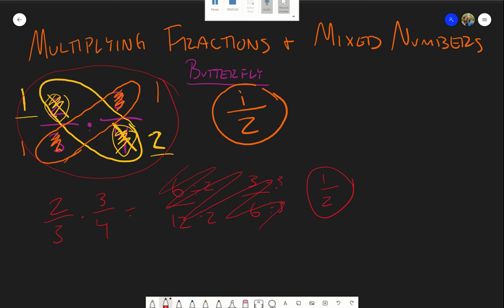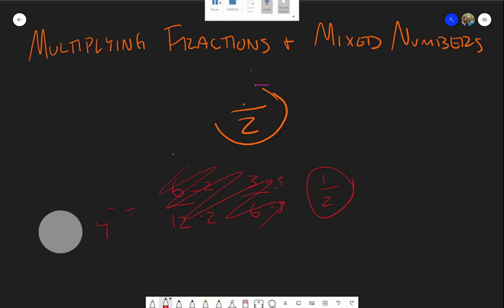This is a good one to practice. It's good to practice simplifying beforehand. Again, you don't have to do it, but it does make simplifying a lot easier. Okay, let's try another one. Let's try another butterfly method.